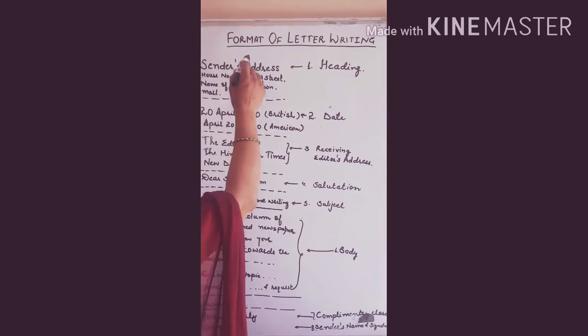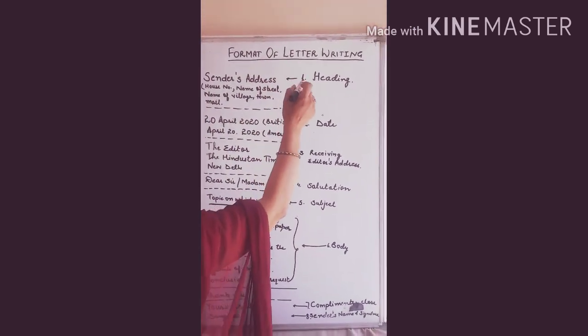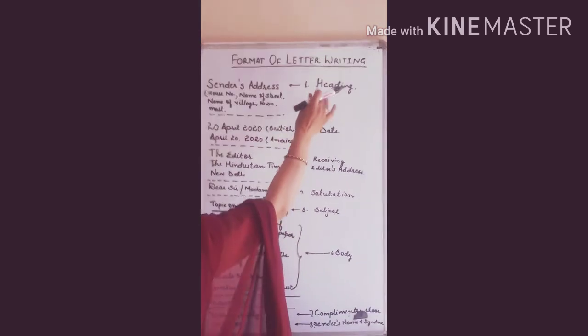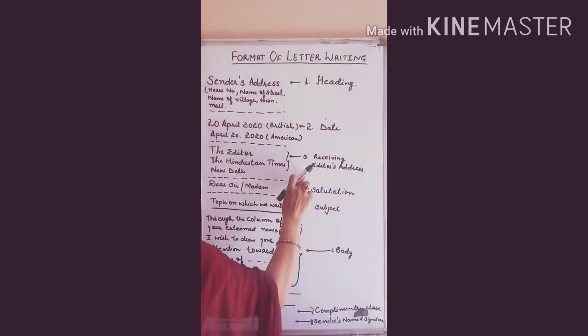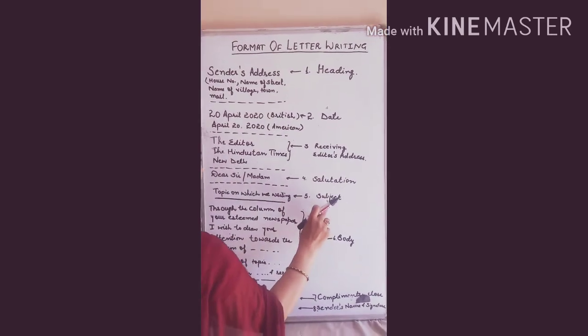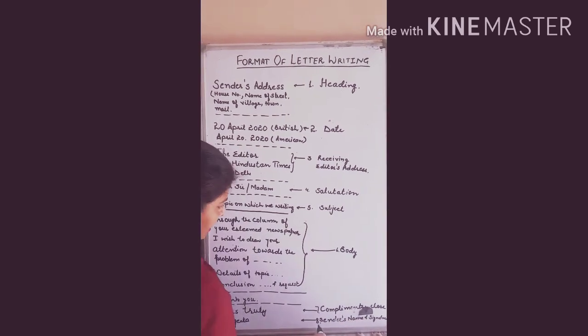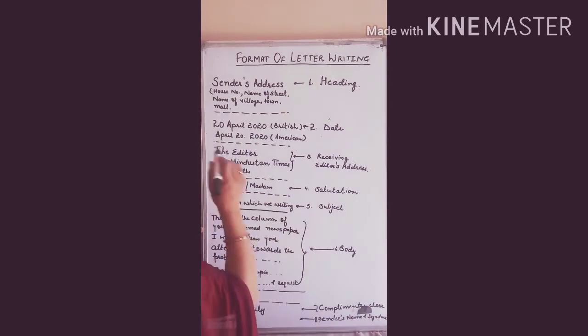Now we will understand the format of letter writing. I have divided the format into 8 parts. First is heading, second is date, third is receiving editor's address, fourth is salutation, fifth is subject, sixth is body, seventh is complimentary clause and eighth is sender's name and signature.